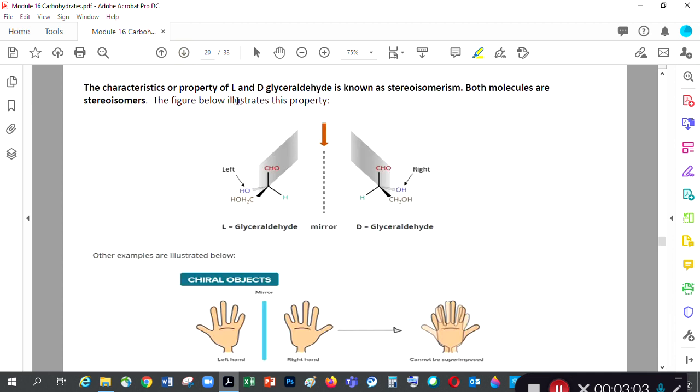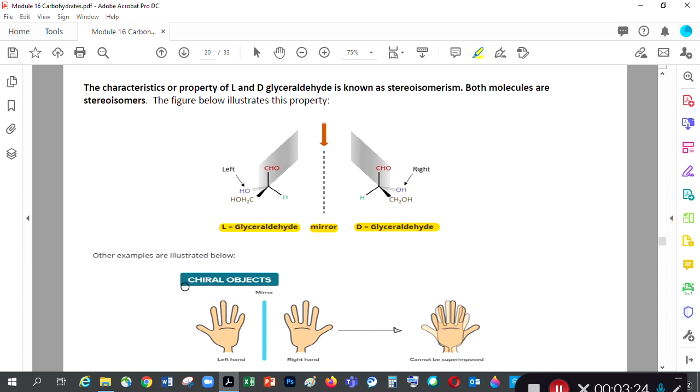Let's look further. Here is an example. We have here, as I said, the mirror, and the same molecule we discussed. This is L-glyceraldehyde. If you put it on the top of the D-glyceraldehyde, you will not get superimposed structures.